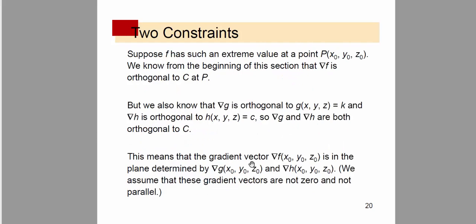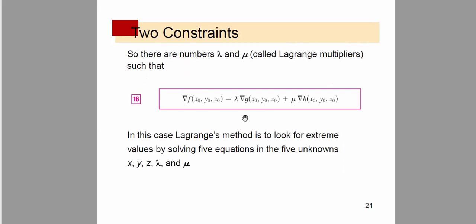that these two are not parallel. So our strategy is this: we shall first write the gradient of f as a linear combination of the gradients of g and h, and then solve the resulting equations among this and g equals constant and h equals constant, and compare the values. So let's take up our example.